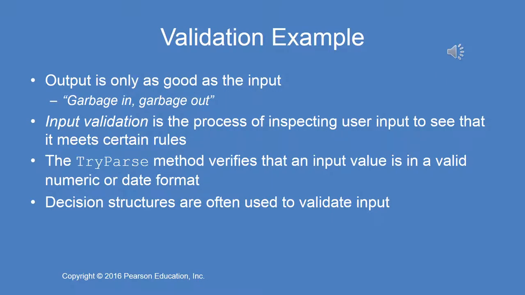The output of a program is only as good as the input. And here's a term I've heard for decades, almost 40 years: GIGO, garbage in, garbage out. So imagine you are interacting with a program that asks you to enter your first name in a text box, and then in a separate text box, your last name. And for your first name, you enter 1, 2, 3, 4, 5. And for your last name, you enter 6, 7, 8, 9, 10, and you hit OK.